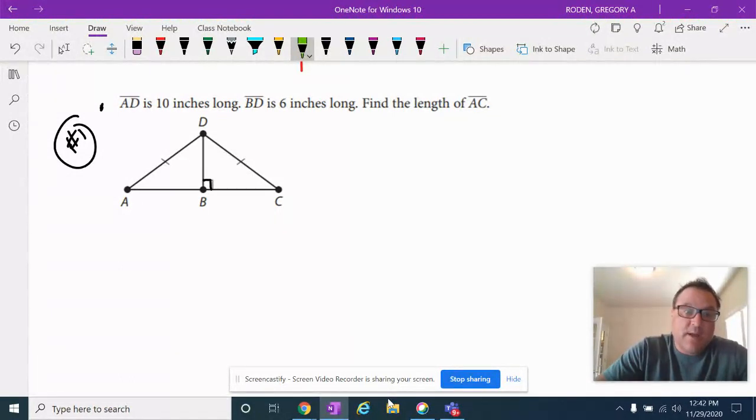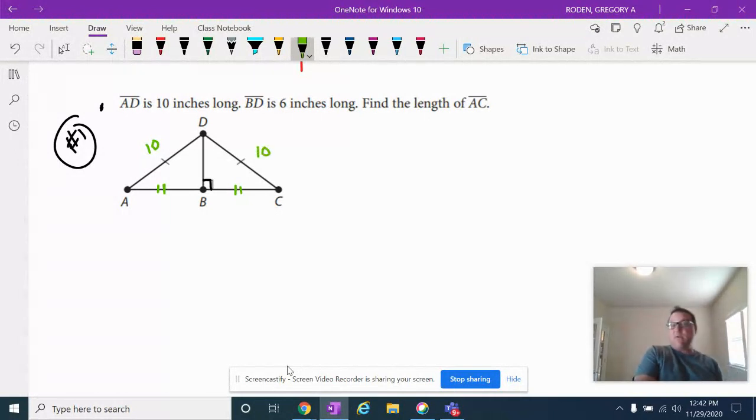They didn't have to tell you that, but you also know that AB is congruent to BC. The reason I put 2 slashes through and not 1 is because 1 was already used up with the given. So now if we know that AD is 10 inches long, then we also know that DC is 10 inches long. Now I may need that or I may not need that. Don't really know yet. BD is 6 inches long, so B to D is 6 inches long. And we want to find the measure of AC.